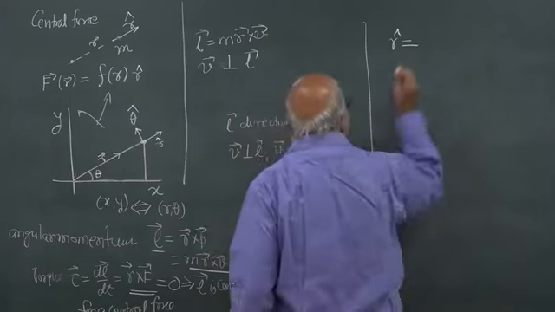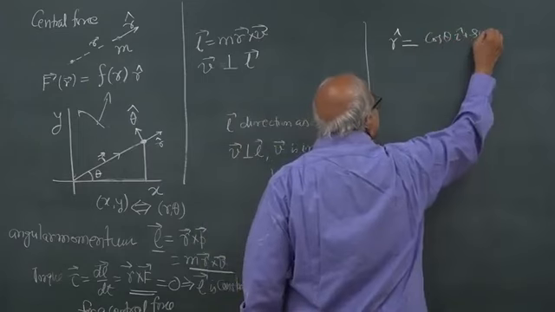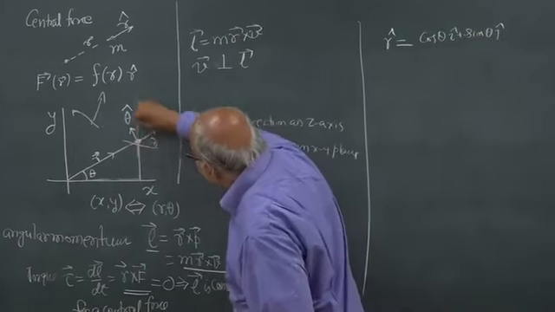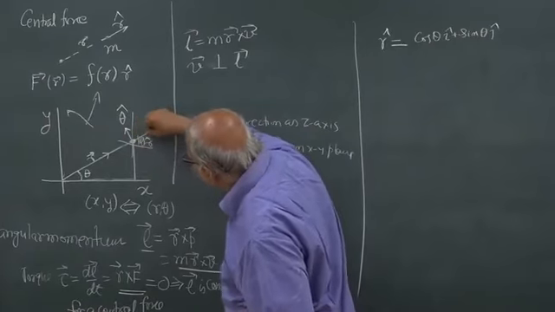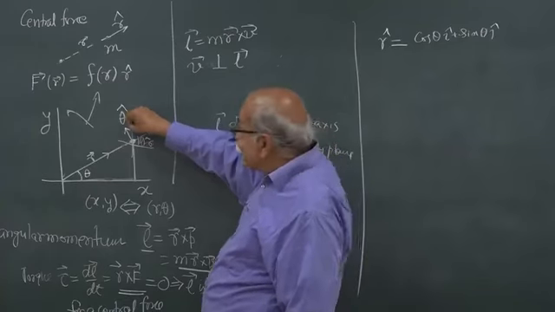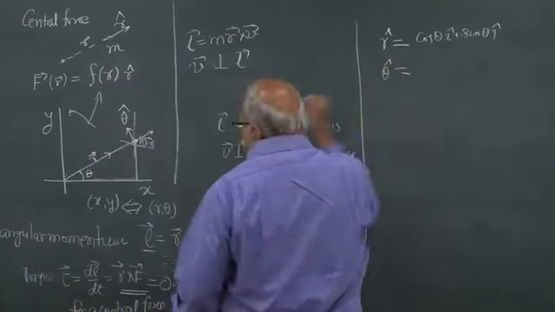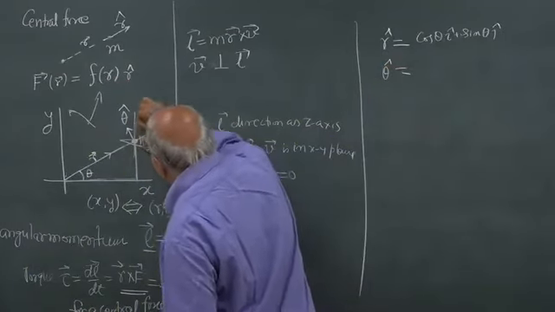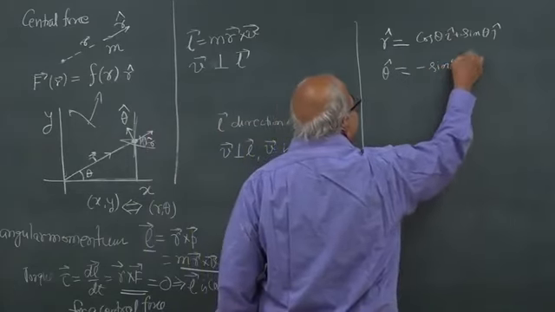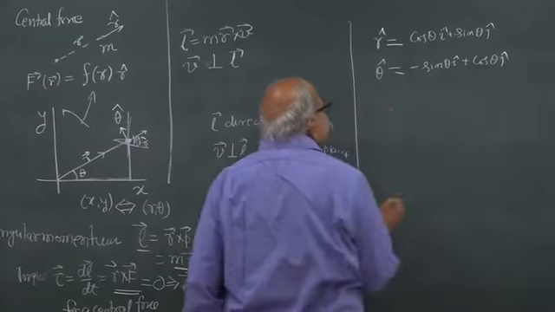So, I can write this r cap as cos theta i cap plus sin theta j cap. Verify, this angle is theta, this angle is theta, and so this unit vector has cos theta this component and sin theta that component. And theta cap, if you write, it has one component this side, one component that side. So, minus sin theta i cap and plus cos theta j cap, that is theta cap.